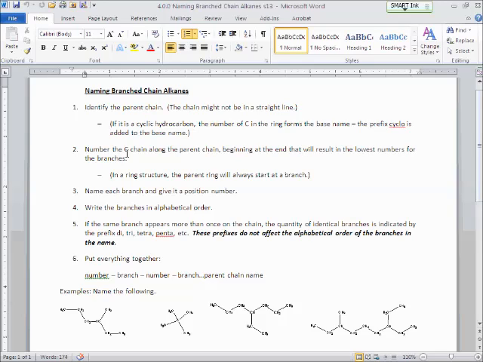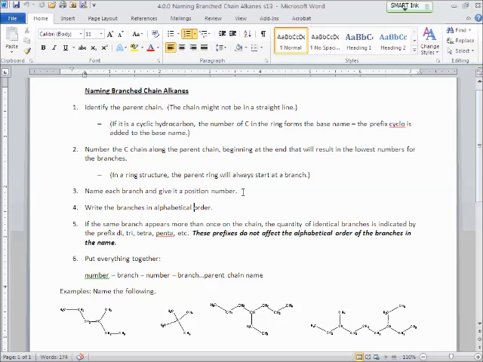So we give the main parent chain an address, a series of numbers, just counting them off. And we always start with the end that's going to give us our lowest numbers. And you can determine that visually by kind of looking at which end the branches are kind of clumping at. You can kind of see they're either at one end or the other end, okay?